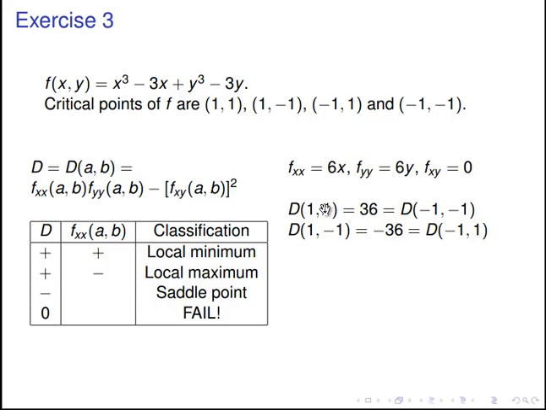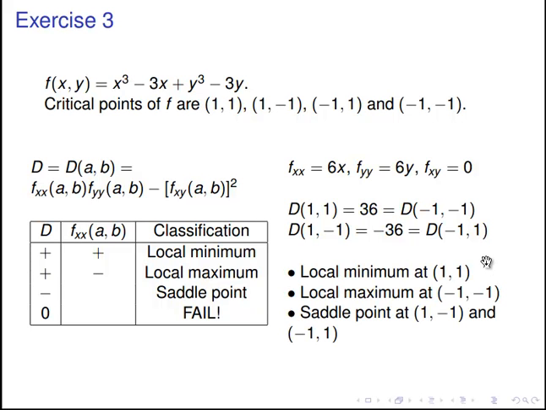Okay, so when D is positive, we have to check this f_xx again. If x is 1, we'll get 6, which is positive, and we'll get a local min. And if x is negative 1, then we'll get negative 6, and so we'll have a local maximum. When D is negative, we immediately know we get a saddle point. So that's our answer. We get a local min at 1, 1, a local max at negative 1, negative 1, and 2 saddle points.